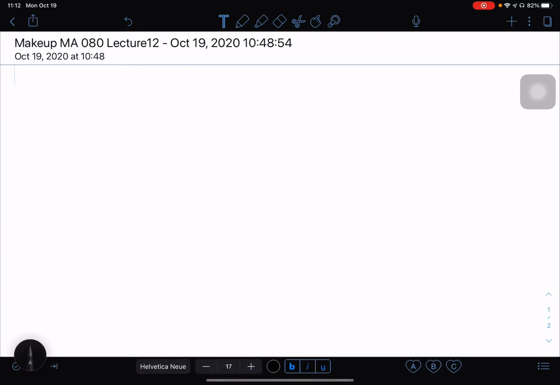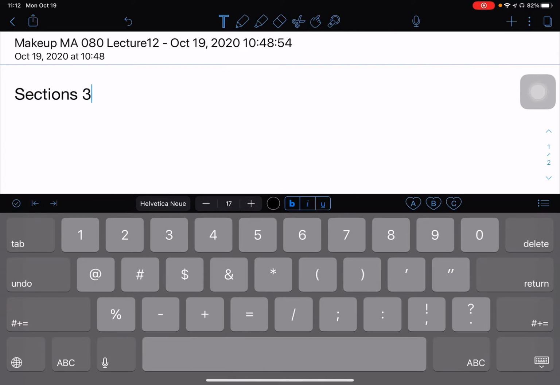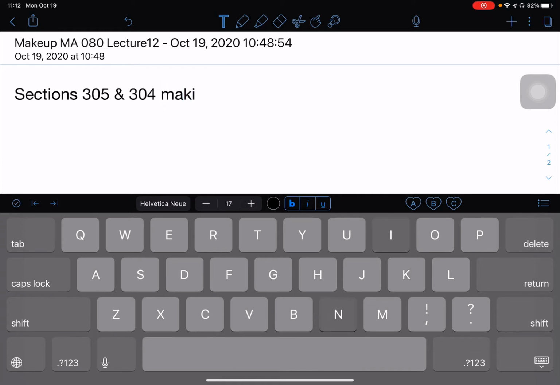Alright, so this is the lecture makeup for missing last Wednesday, which was October 14th, for both MA80 classes for the autumn semester of 2020. So let's just write that out really quick here. Sections 305 and 304 making up for Wednesday, October 12th or 14th.